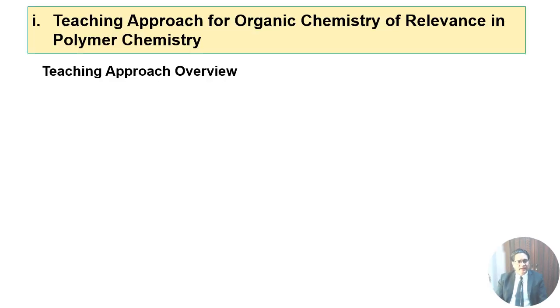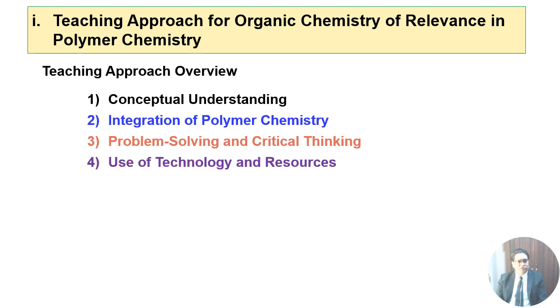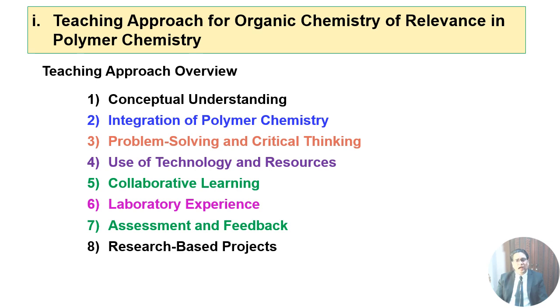On this slide, I would like to highlight the key components of my teaching approach in the field of organic chemistry and its relevance in polymer chemistry. Firstly, I emphasize the basic concepts of organic chemistry related to polymer chemistry. Next, I integrate polymer chemistry into real-world applications. I engage students in class activities and try to improve critical thinking. I use technology to create a healthy learning environment. I always encourage the students for collaborative learning. I emphasize the importance of laboratory experience. I believe that assessment and feedback are essential for student growth. I always try to involve students in research-based projects. These components play an important role in teaching polymer chemistry.